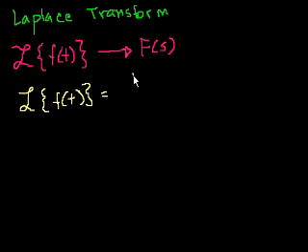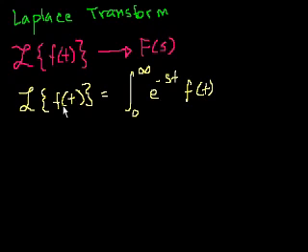the improper integral. And I know I haven't actually done improper integrals just yet, but I'll explain them in a few seconds. The improper integral from 0 to infinity of e to the minus st times f of t, so whatever is between the Laplace transform brackets, dt. Now that might seem very daunting and very confusing, but I'll now do a couple of examples.